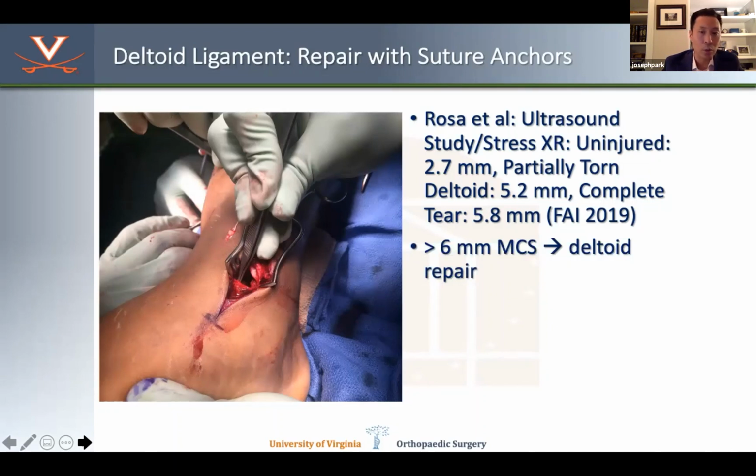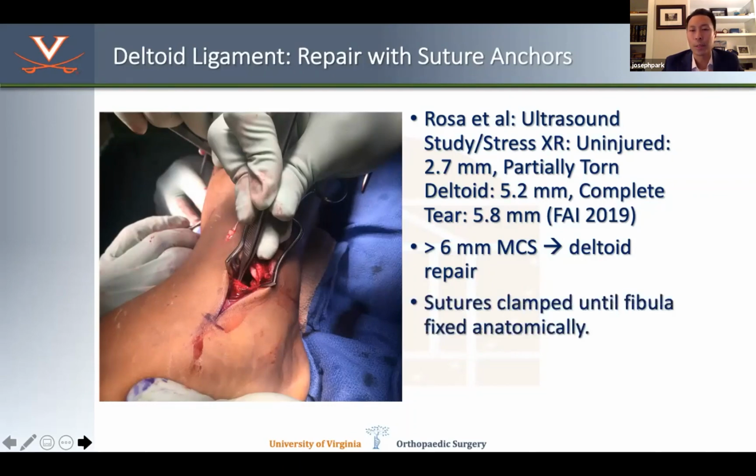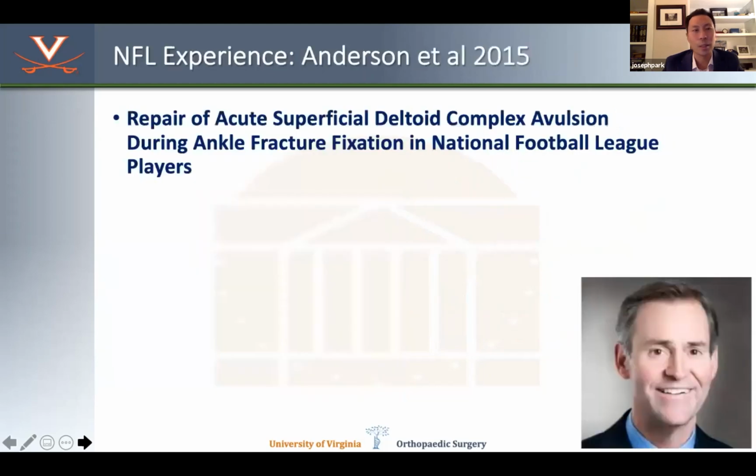And thus far, using 6 millimeters has led to 100% of deltoids found to be avulsed off of the medial malleolus, as I show in this picture on the left. The sutures are clamped until I fix the fibula anatomically.